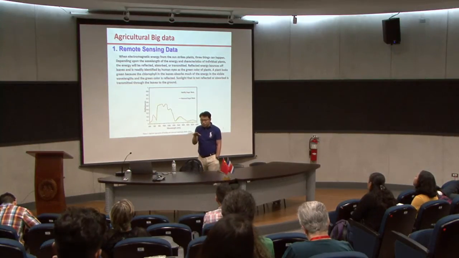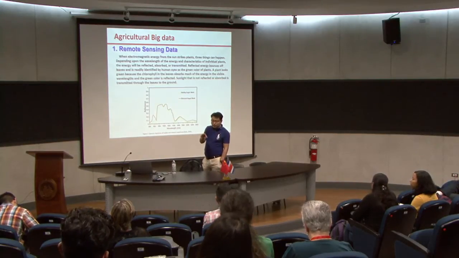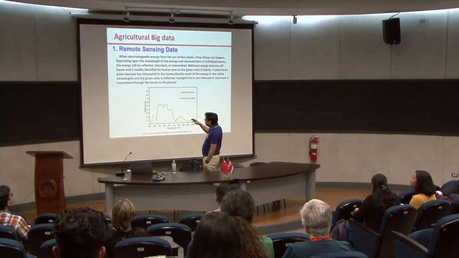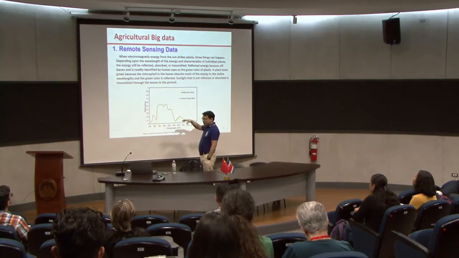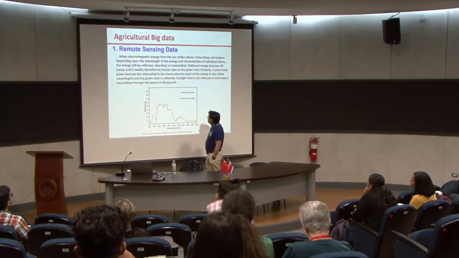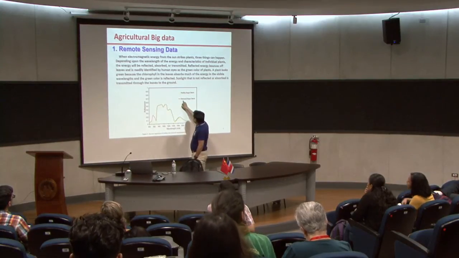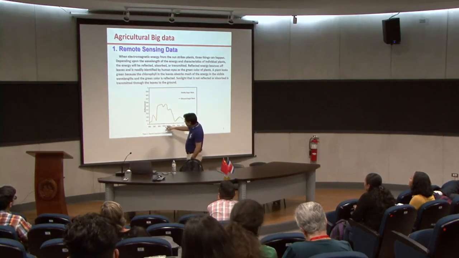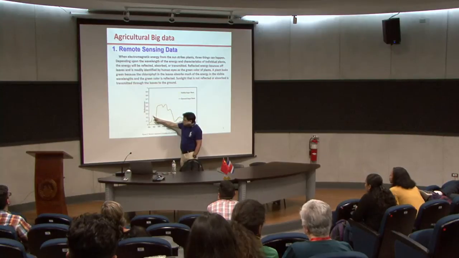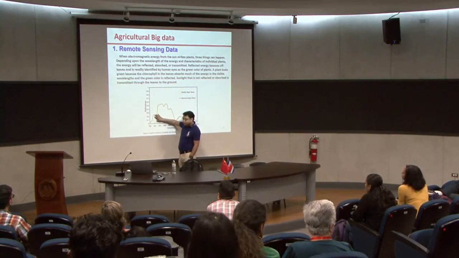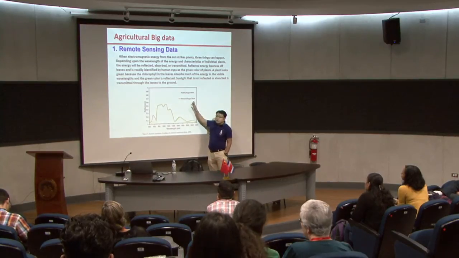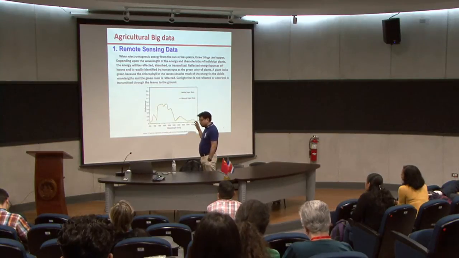Different crops reflect and absorb different wavelengths. For example, the green one is healthy sugar beet, and the red one is stressed sugar beet. We can see that from 400 nanometers to about 700 nanometers, the spectrum shows a big difference. Based on this difference, we can judge whether the sugar beet is healthy or unhealthy. So this is the basic concept.